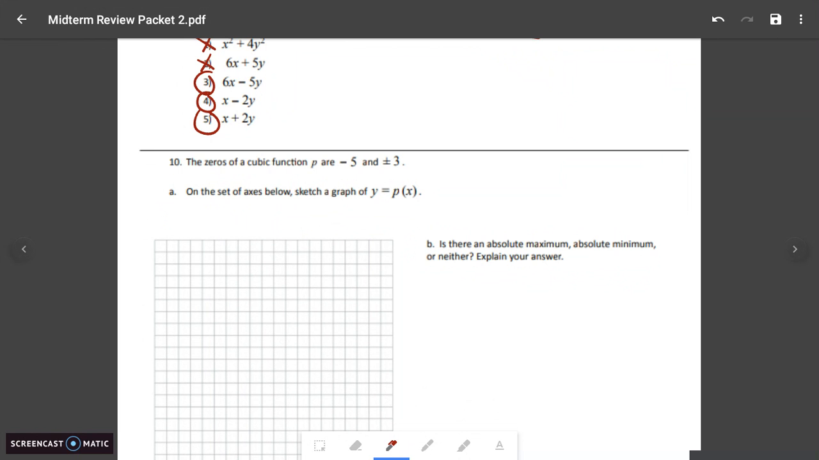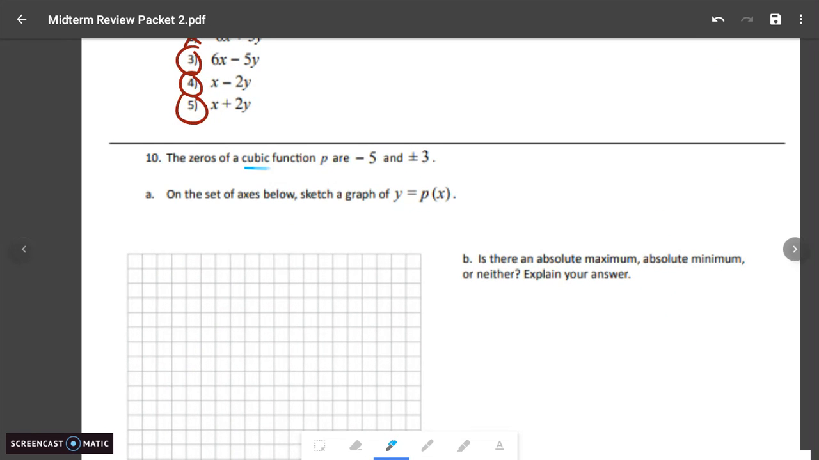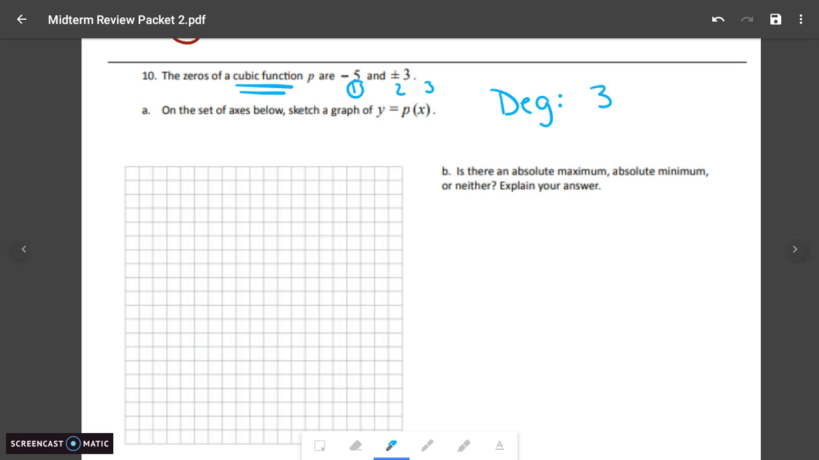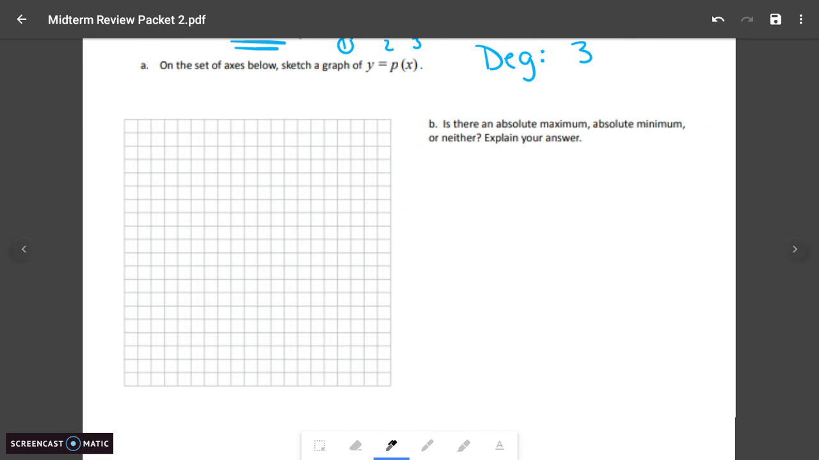In something like 10, we have the zeros of a cubic function are -5 and plus and minus 3. So on the set of axes, we're going to sketch this graph. Things we want to keep in mind: cubic. That automatically tells me it's degree 3, which makes sense because they gave us a total of 3 roots, like 1, 2, and 3 here, because of the plus and minus. Now, it just said a possible cubic function. It didn't say the cubic function. There's not just one answer that makes this work. So we can do this any way we want in this case.